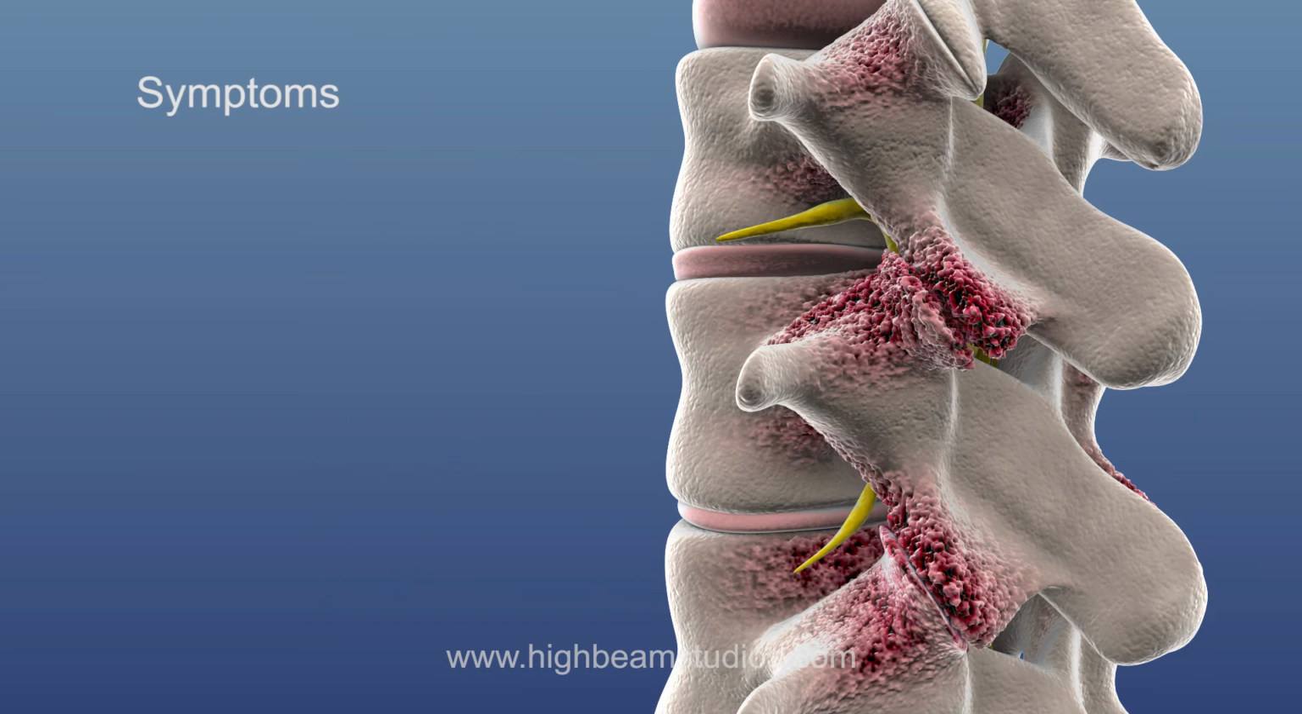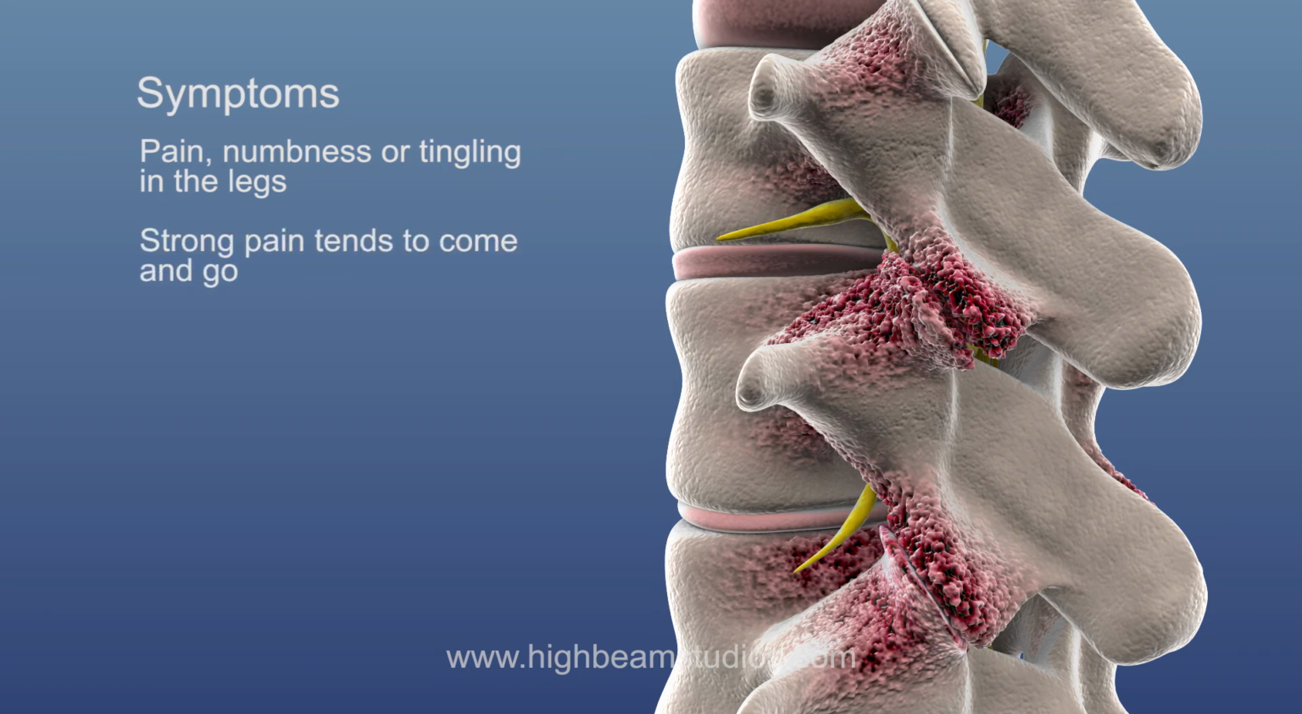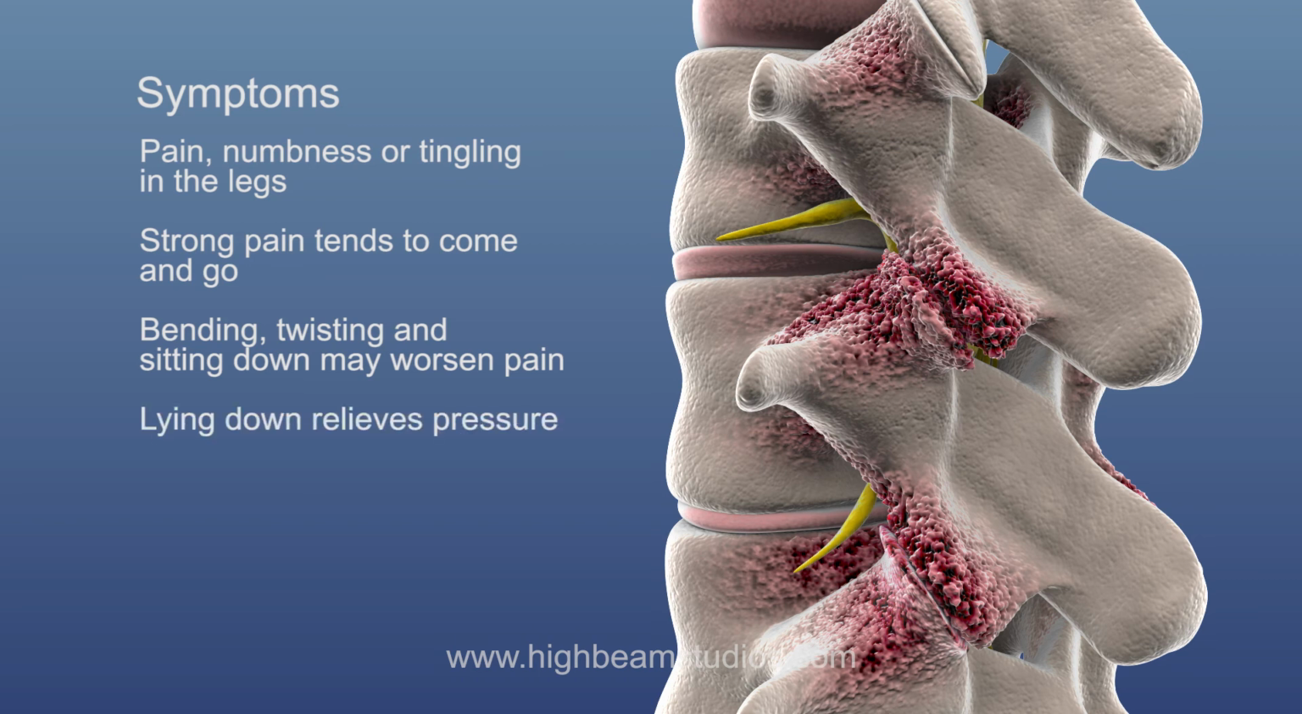Some symptoms of spinal stenosis and degenerative disc disease may include pain or numbness in the legs, pain that comes and goes, increased pain when you bend, twist, or sit, and pressure in the back, which is relieved by lying down.